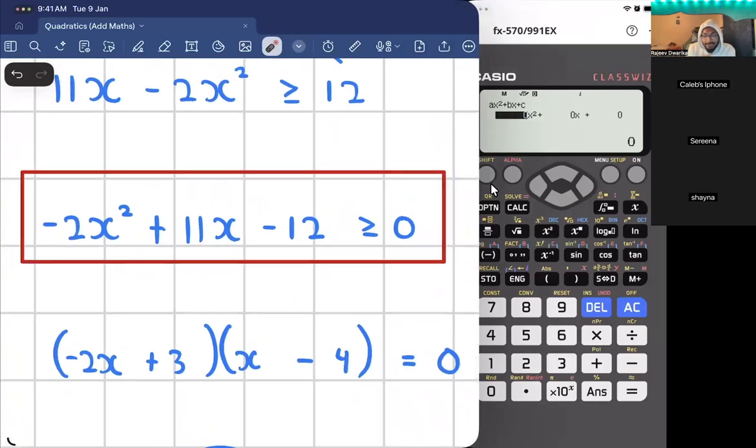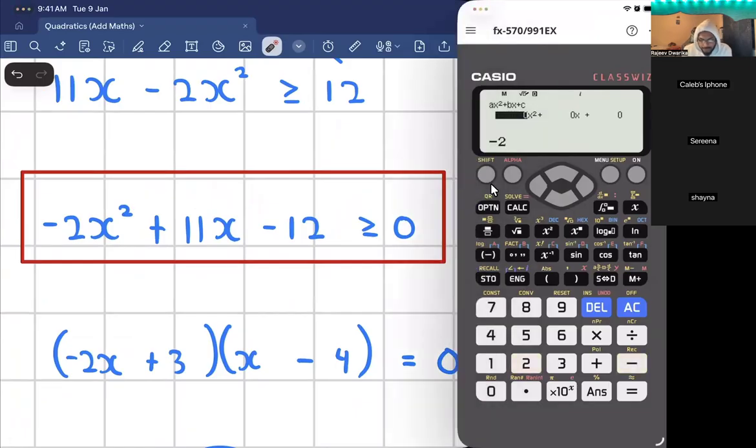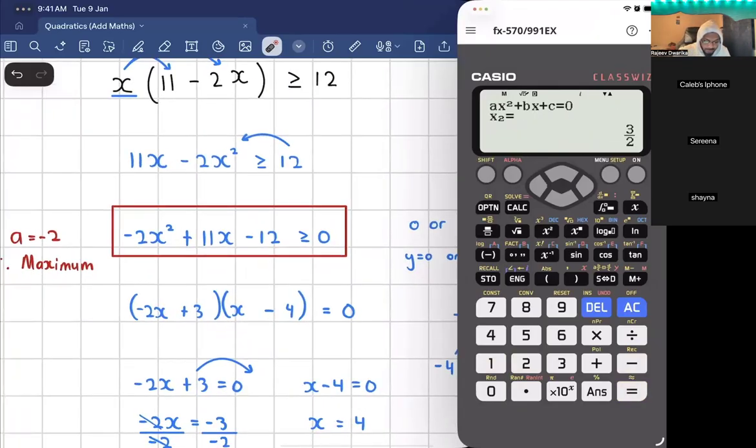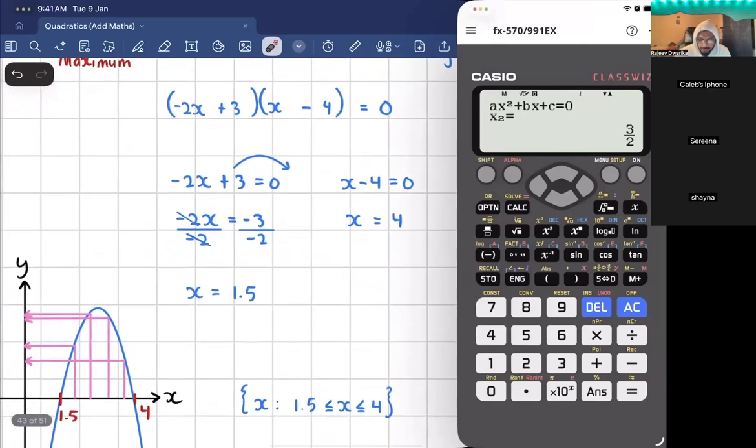So now I'm going to plug that into my calculator. So I'm going to put -2, press equal. Then I'm going to press 11, then equal. Then I'm going to press -12, equal, right? So you plug this in, and then I want you to press equal another time. And let me know what you get. X1 is 3/2, right? And X2 is 4.